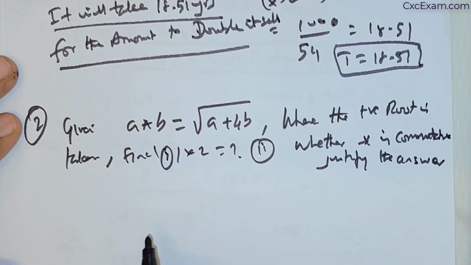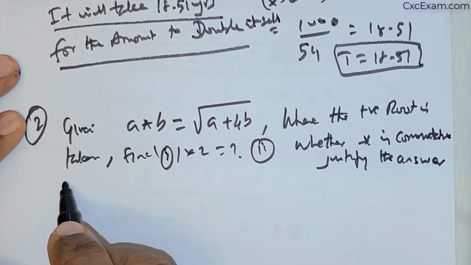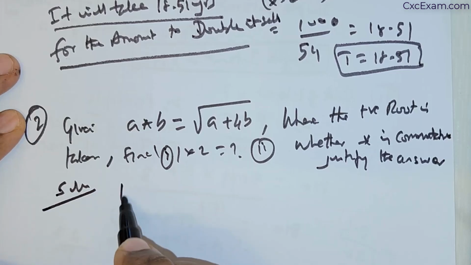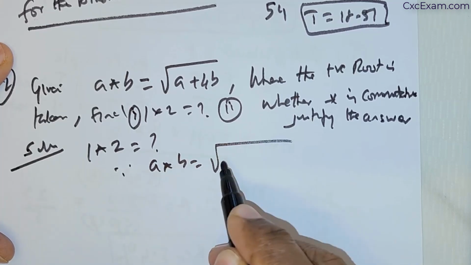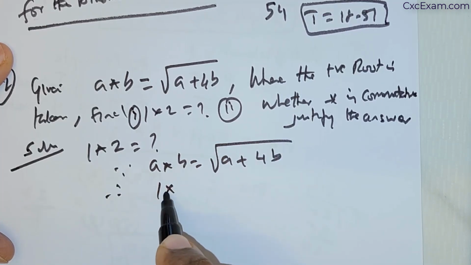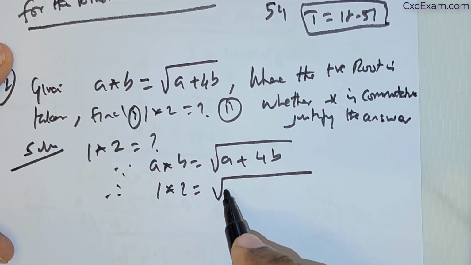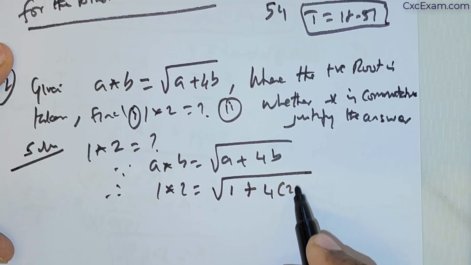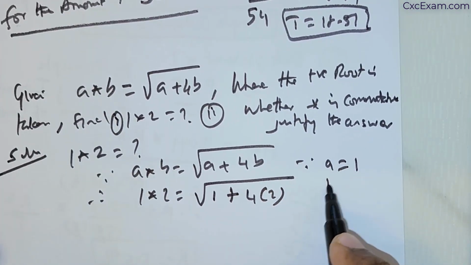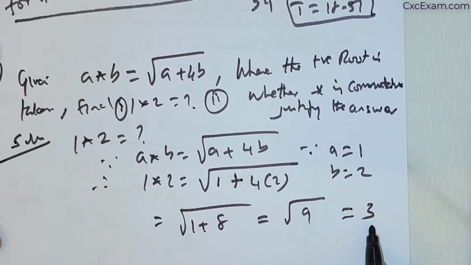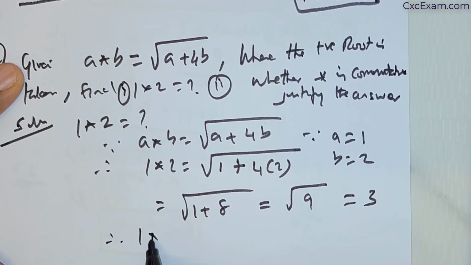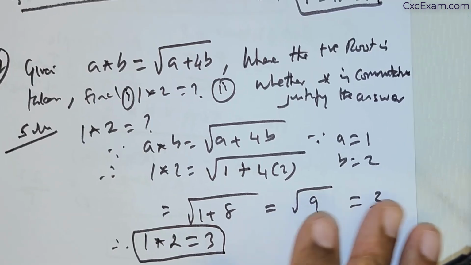Okay, so we have to find, so this is the solution. We need 1 star 2, but a star b is equal to root of a positive 4 times b. So therefore 1 star 2 is, in place of a I place 1, in place of b I place 2. Since a is equal to 1, b is equal to 2, this is equal to root of 1 positive 4 times 2 is 8. 8 added with 1 gives me 9. So root of 9 is 3. It says we take only the positive value for the root. So 1 star 2 is equal to 3. That's the solution for part 1.